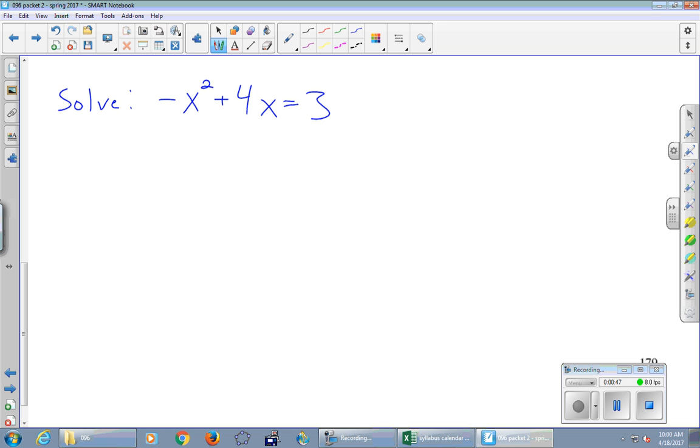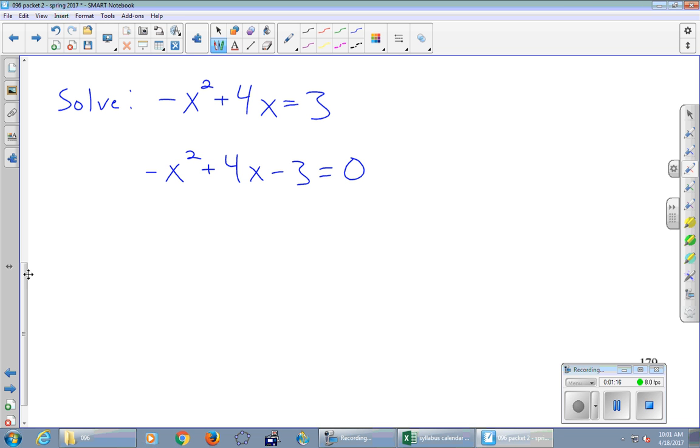First observation, the highest power on the x in this equation is what? It's 2, right? And this is an x squared equation, and oftentimes the technique with x squared equations is to make one side equal to what magic number? 0. The goal is a 0. So let's subtract the 3 from both sides to get a 0 on the right-hand side.